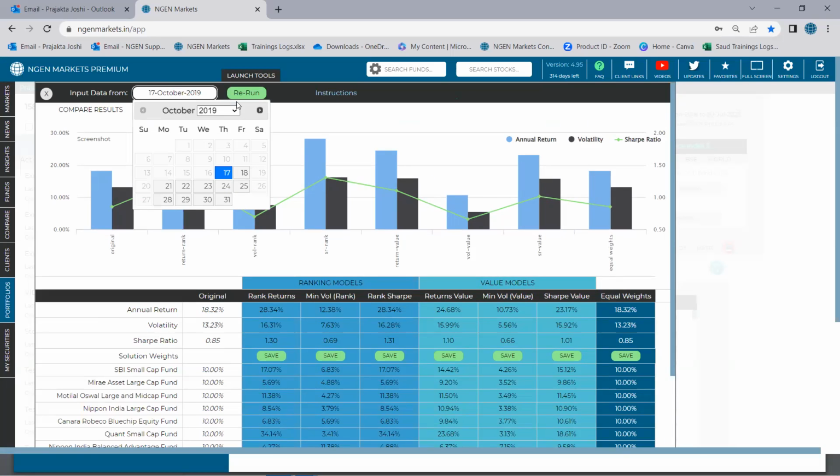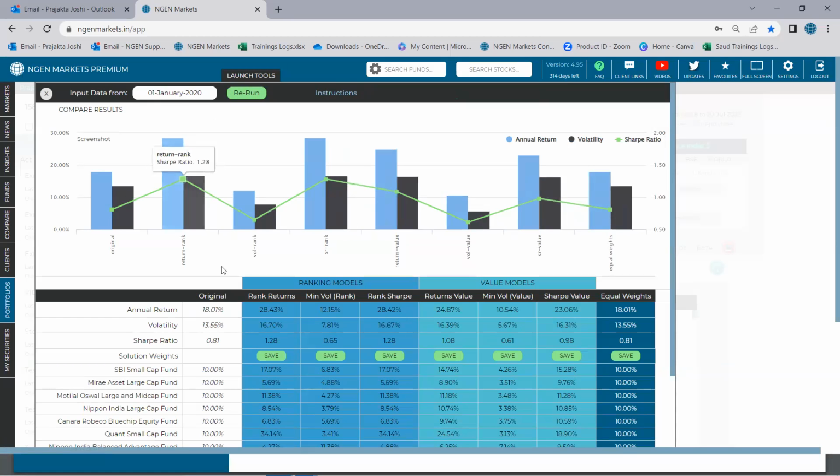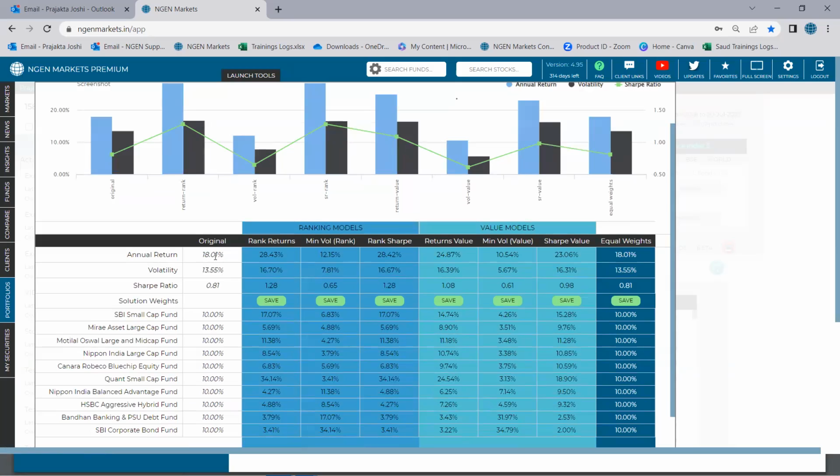Now let me choose a common start date. I want to run this analysis from January of 2020, so I choose 1st of January 2020. That's the date from when I want to run this analysis. I put in that date and click on rerun. Now the historical back testing will run from 1st of January 2020. And you can see this has run. I can see that the original return is 18.01% and the optimized return in the case of ranking returns is 28.43%.